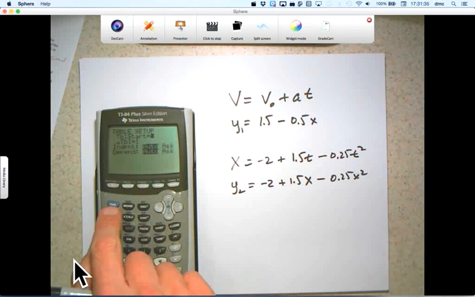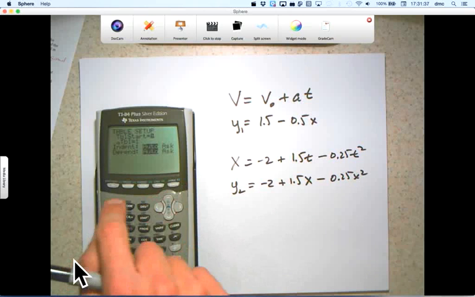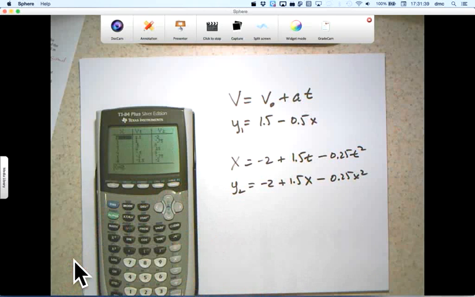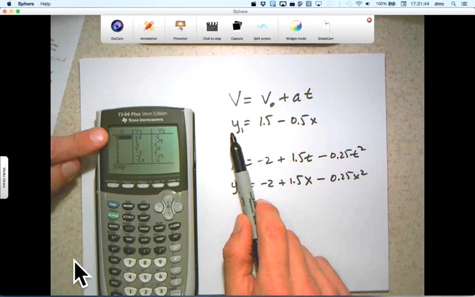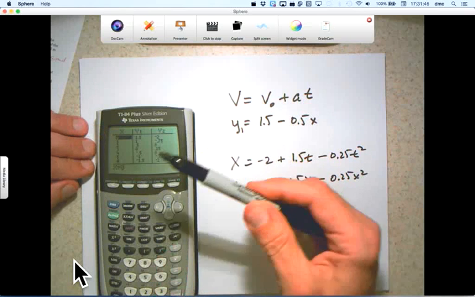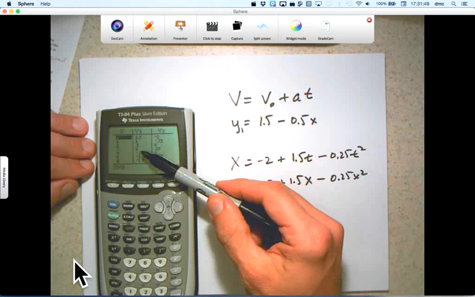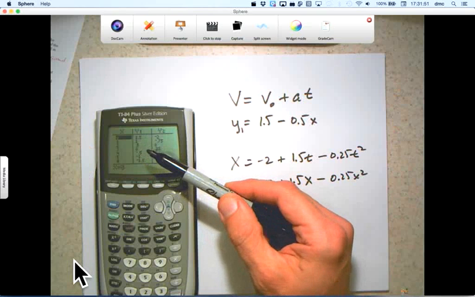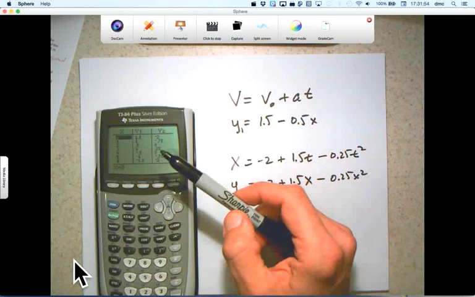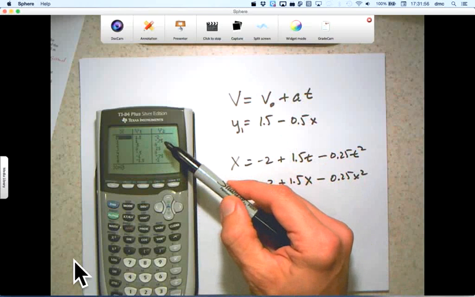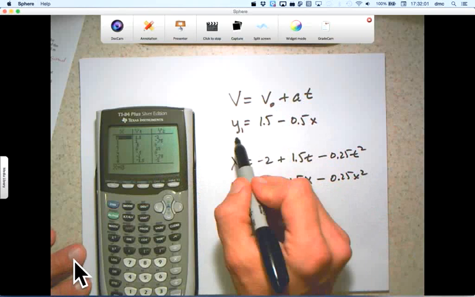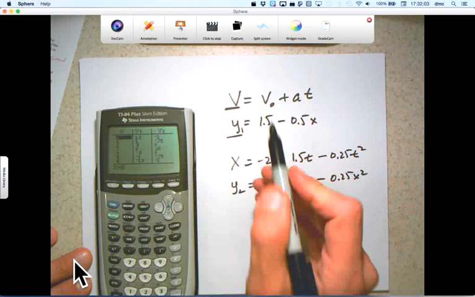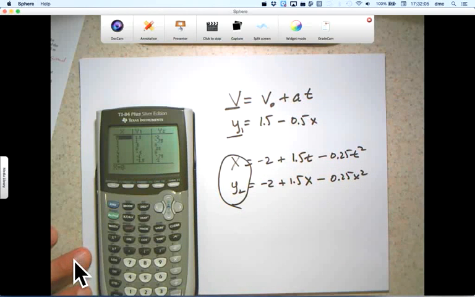And so when I do second graph, you see above graph is table. My x's are really my t's, and y1 is my velocities, so you'll see my velocities are 1.5, 1, 0.5, and 0, and then -0.5, just like I wrote down before. And my positions are -2, -0.75, 0, 0.25, and then 0. So as long as you keep track of that y1 is your velocity and y2 is your position, you can get it straight from the calculator once you put in the appropriate equations.